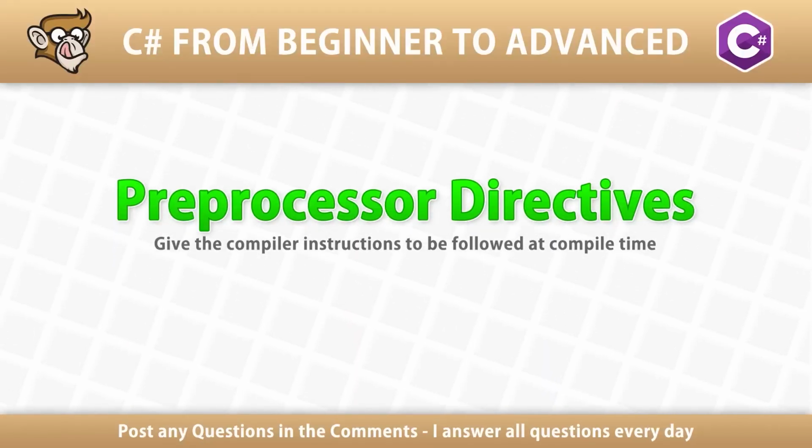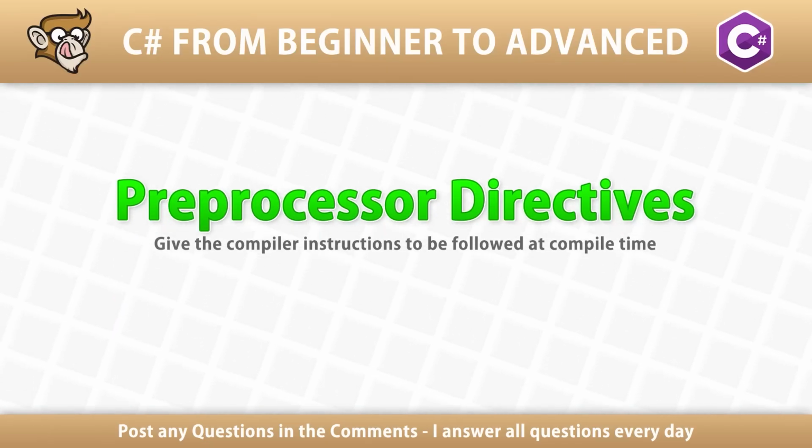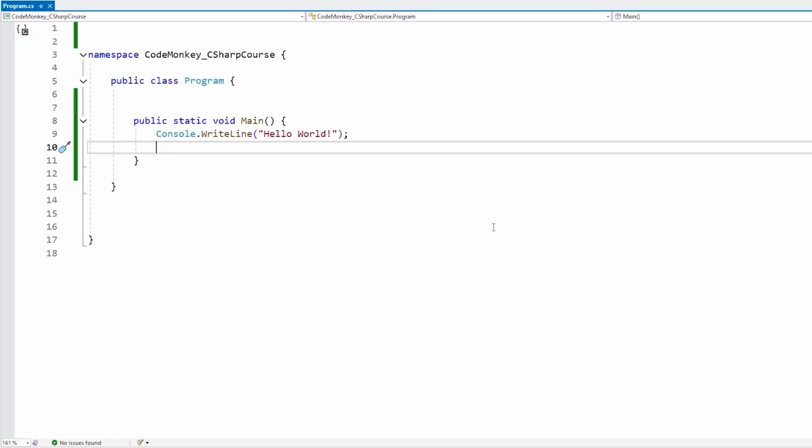In this lecture, we're going to learn about preprocessor directives. This is how we can give some instructions to the compiler itself, which are run during compilation time and not during runtime. Okay, so preprocessor directives. With this, we can tell the compiler some things.